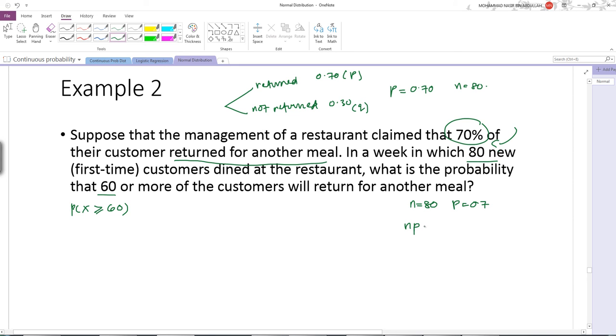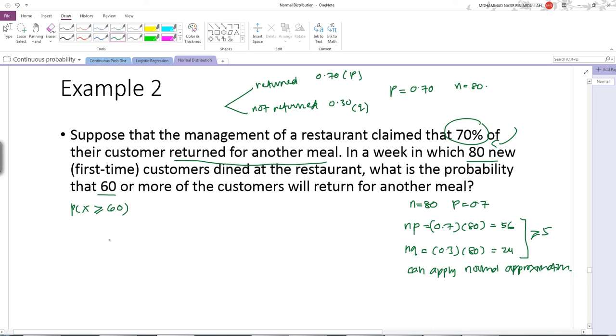We check the assumption. NP, 0.7 multiply with 80, should be equal to 56. NQ, 0.3 multiply with 80 is 24. So both are more than or equal to 5. So we can apply normal approximation method. So now, our mean is equal to NP, which is equal to 56.